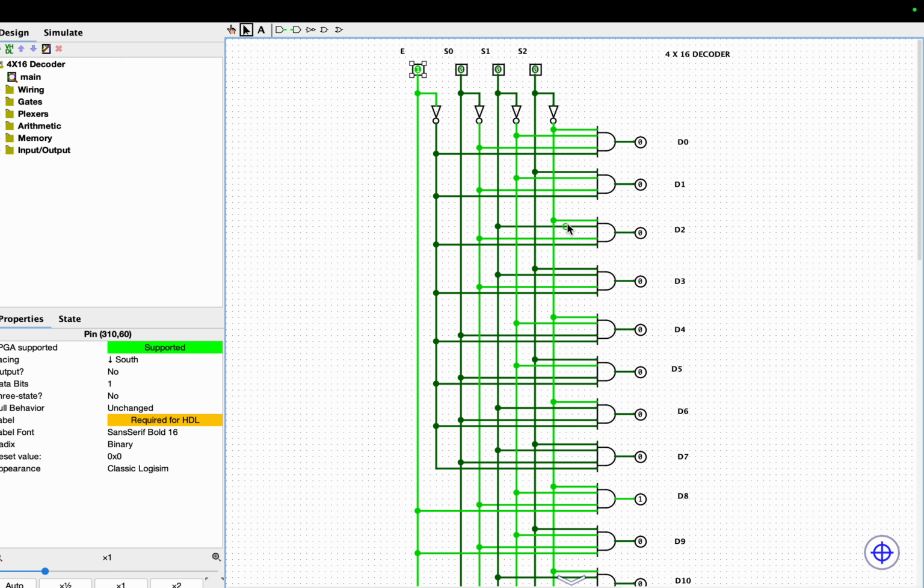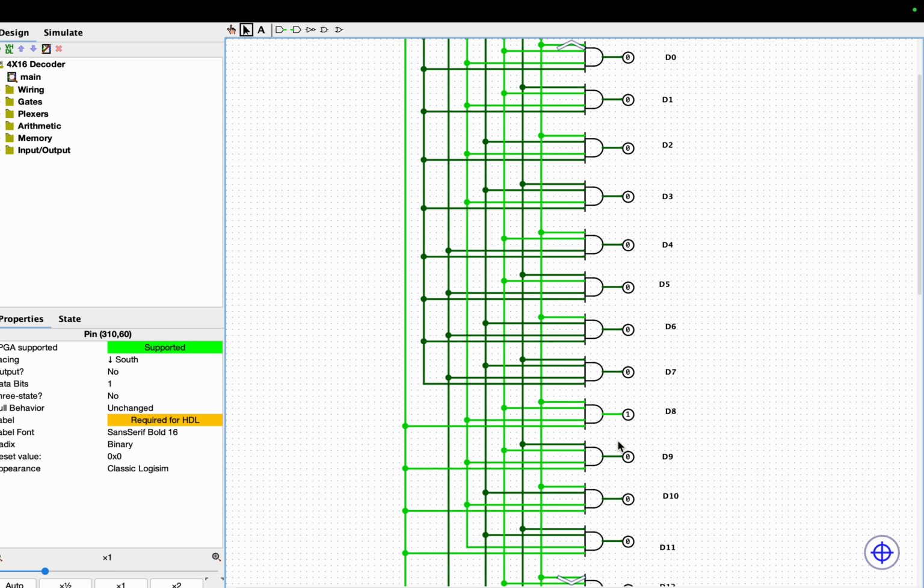So E line must be high. So this line must be always high. Once it's 0, all the output values here will be 0 too. For example, if you have S3, S2, S1, and S0 equal to 1001. So if here is 1001, we have an output of D9 right here. D9 will become high, and the remainder will go low.